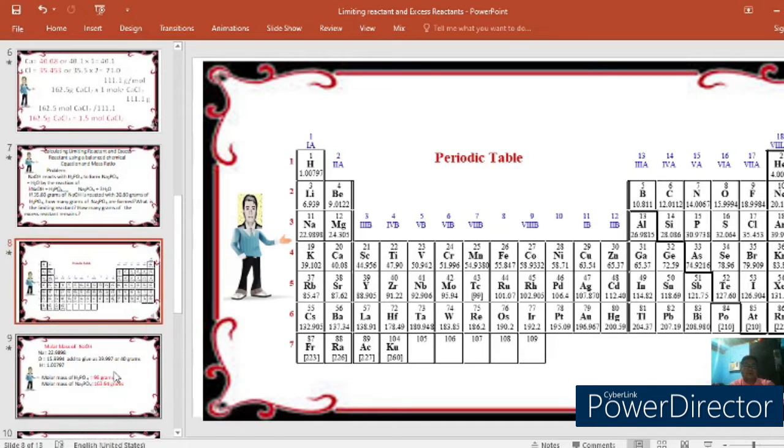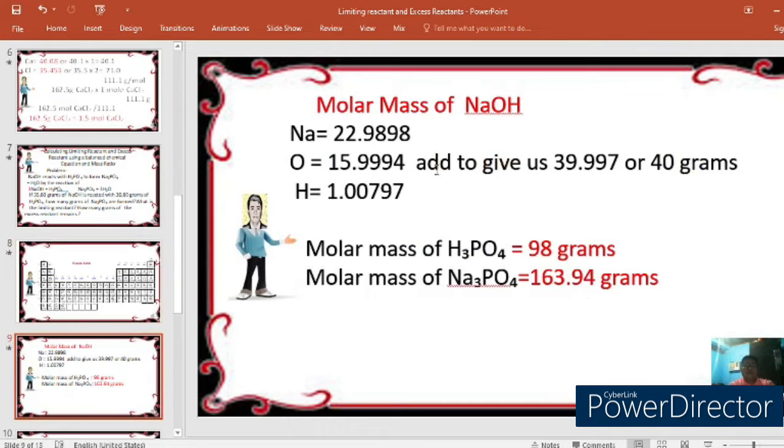Okay, again we have to refer to our periodic table, since we will be calculating the molar masses of the compounds. The molar mass of sodium hydroxide: as you can see, sodium has 22.9898, oxygen has 15.9994, while hydrogen has 1.00797. Add these 3 molar masses to give us 39.997, or 40 grams.